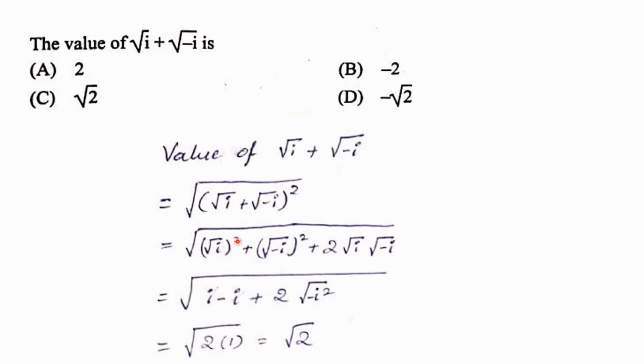So root i square is i only. Then square root minus i square is minus i, plus 2 into square root i into minus i, that is i square is minus 1, minus into minus, that is plus 1 here. So here i minus i cancels, 2 into 1. Therefore, value is root 2.